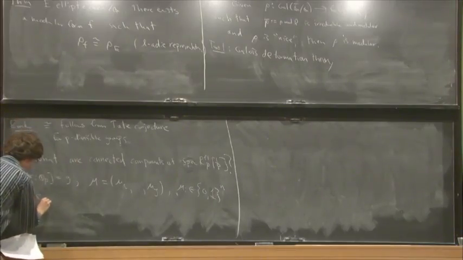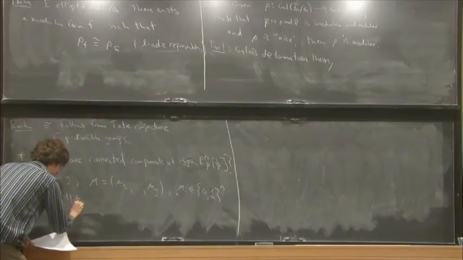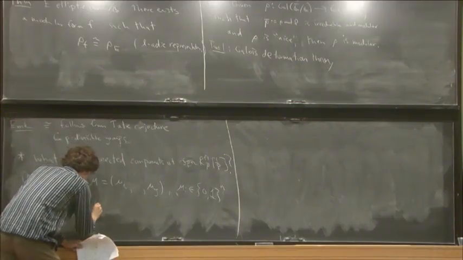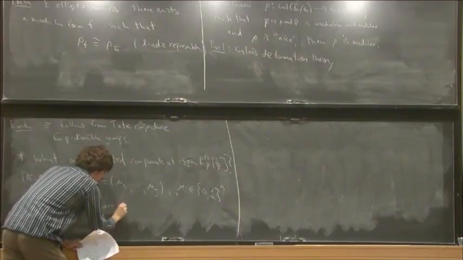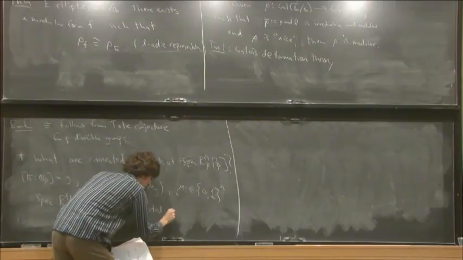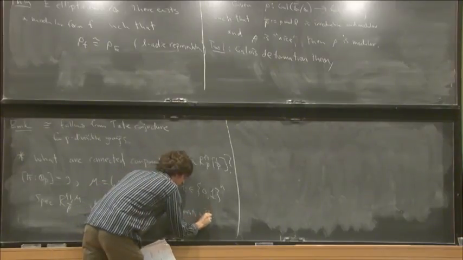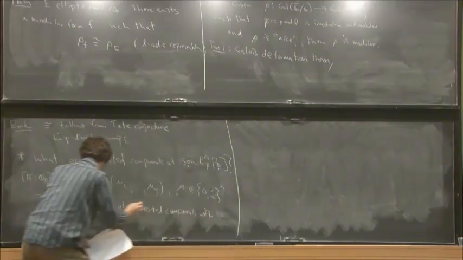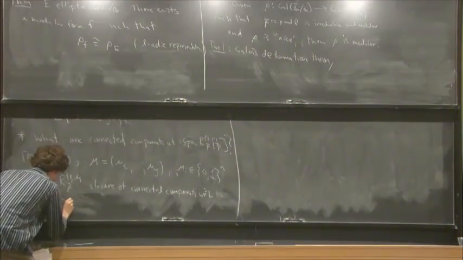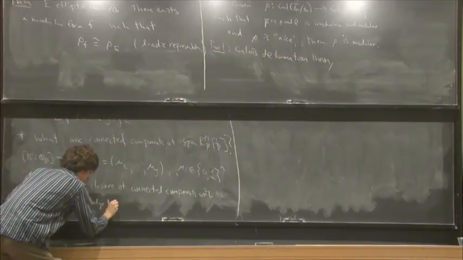But so then we're going to take the mu type to be the closure of connected components with p-adic Hodge type mu.